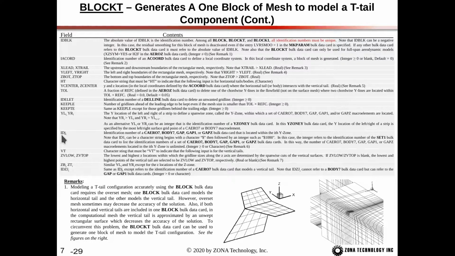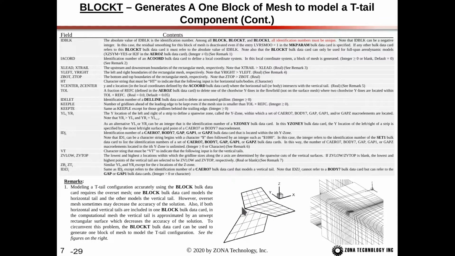And then next we have the ID fields, which refer to the C07, body 7, gap, gap1, or gap Z. So in this picture here, in our HT section, we would have two Y zones, 1, 2. This would be the left-hand side boundary of the first Y zone. This would be the right-hand side boundary of the second Y zone. And then this C07 would be listed in that Y zone.